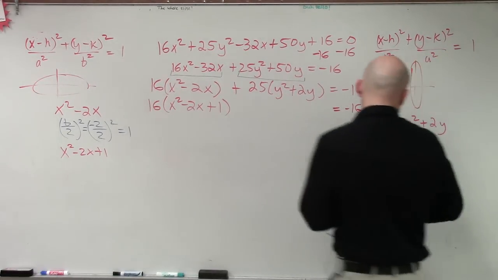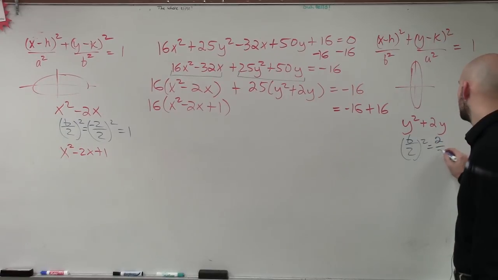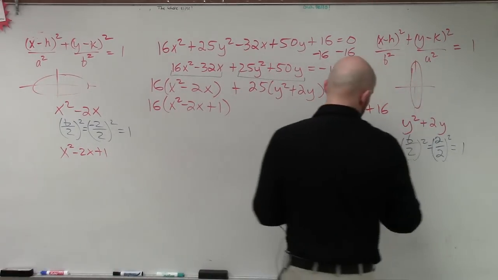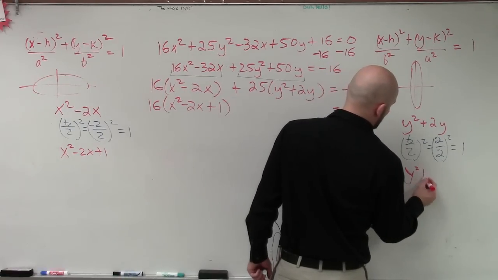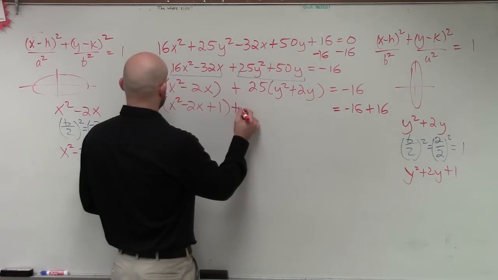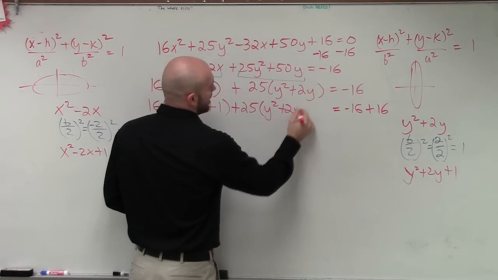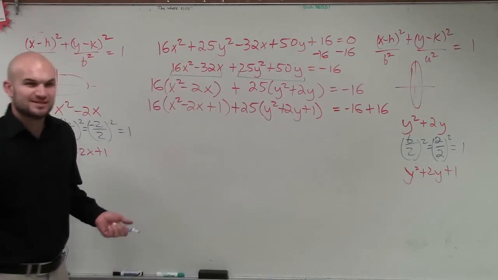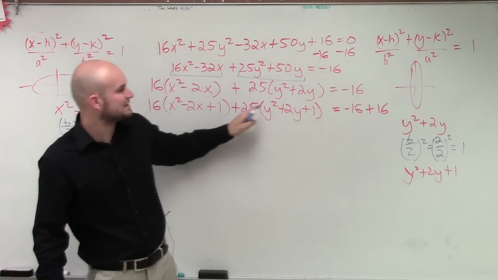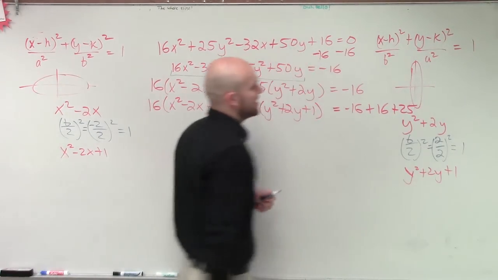So again, we just do the same thing. B divided by 2 squared equals 2 divided by 2 squared, which equals 1. So therefore, for this completing the square, I get y squared plus 2y plus 1. Then I have plus 25 times y squared plus 2y plus 1. Now, I'm doing the exact same thing. But again, I'm adding a 1, which means it's being multiplied by 25. So that means I need to add a 25 to the right side.